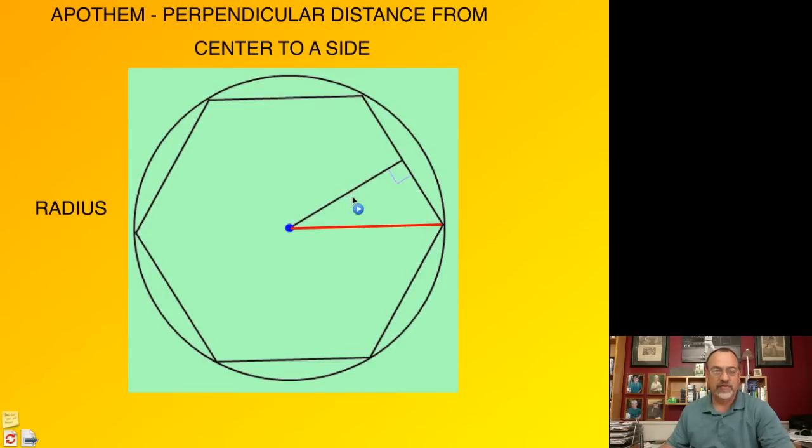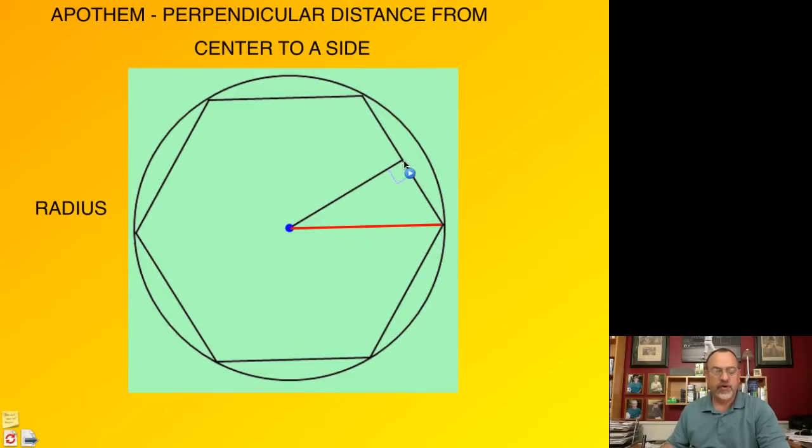So we need to know the difference, and we need to know that when we're looking at a diagram, if I'm looking for the apothem, I need to find the right angle symbol in the diagram. Once I find the right angle symbol, then I can find the apothem. The radius is not perpendicular, so there will be no right angle sign in relation to the radius. So radius goes from center to vertex, apothem goes from center perpendicular to the side.